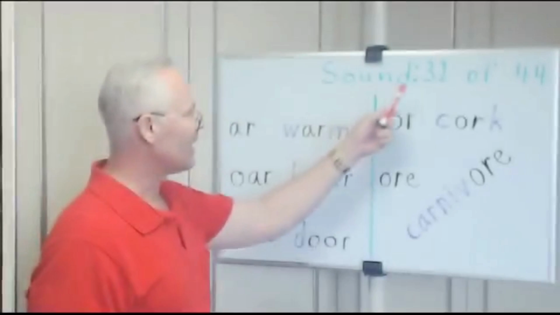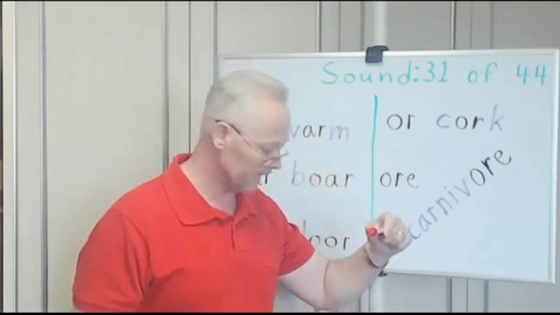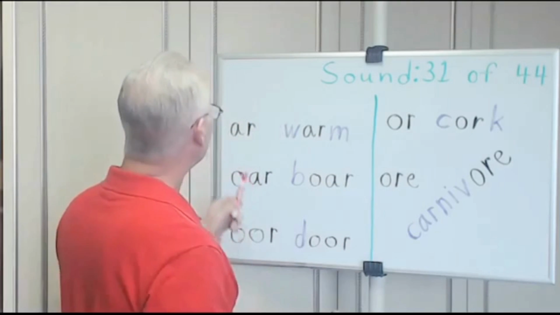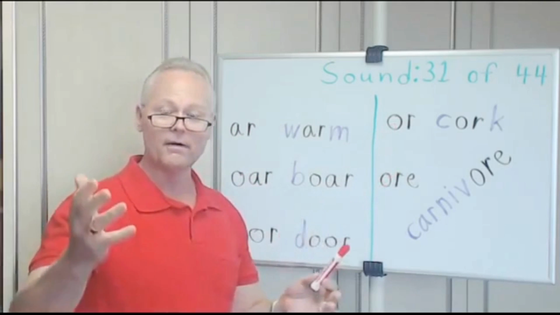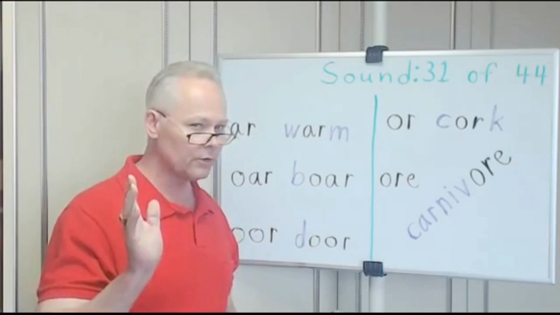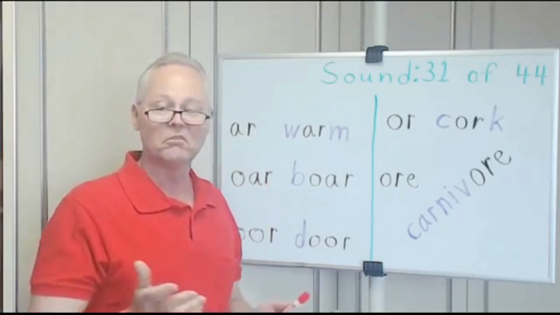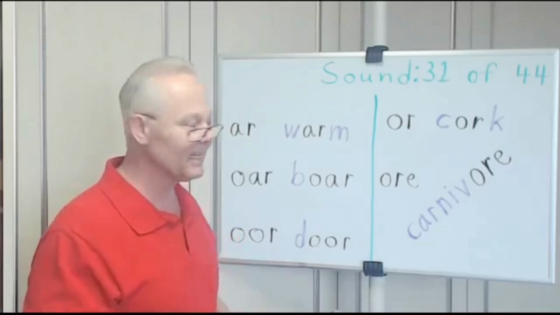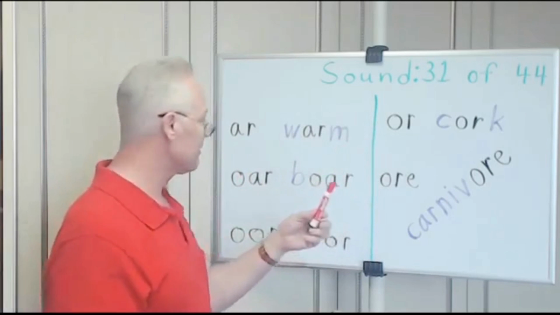Hello. Sound 31 of the 44 sounds that comprise American English. Here we have 1, 2, 3, 4, 5 letter combinations to make the same sound. Now, what sound do you think we're making this time? How about or? It's about as easy as it gets, or not too complicated. So AR, they all 5 sound the same.